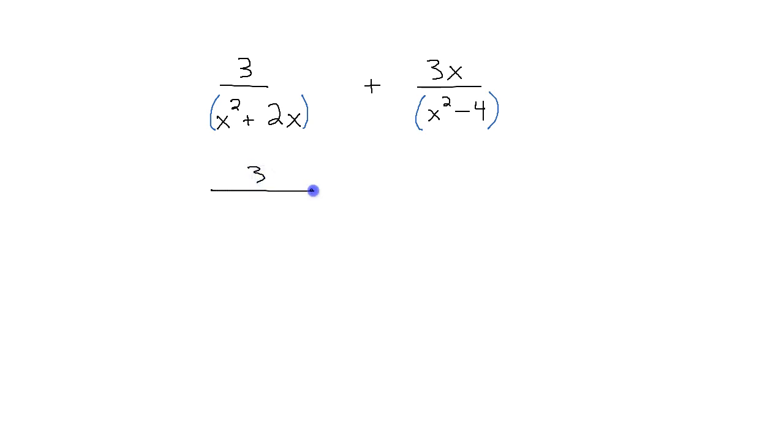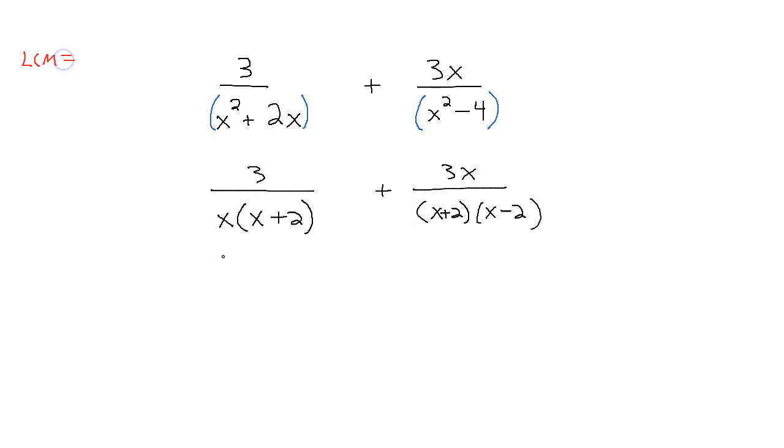So for this first one, there's a common factor of x. I always look to pull out the common factor. For the second fraction, that's a difference of squares. So that turns into x plus 2, x minus 2. Now I'm ready to write down my LCM. For my LCM, I'm going to take the first denominator and I'm going to write the whole thing down. So I've got x and then x plus 2.